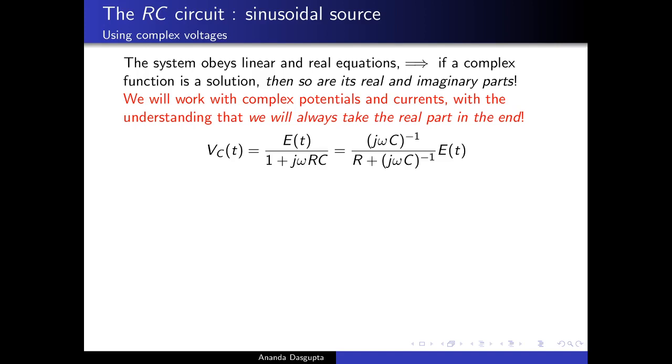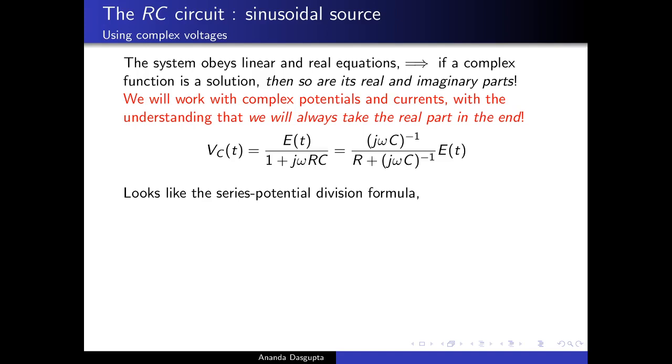Now this should remind you of something very familiar from high school physics. For two resistances R1 and R2 in series, the potential drop across R2, if the drop across the entire thing was E, would have been R2 by R1 plus R2, times E. That's the potential division formula for a series circuit. This looks exactly like that, except that you pretend that the capacitance C has a quote-unquote resistance, which is 1 by j omega C.